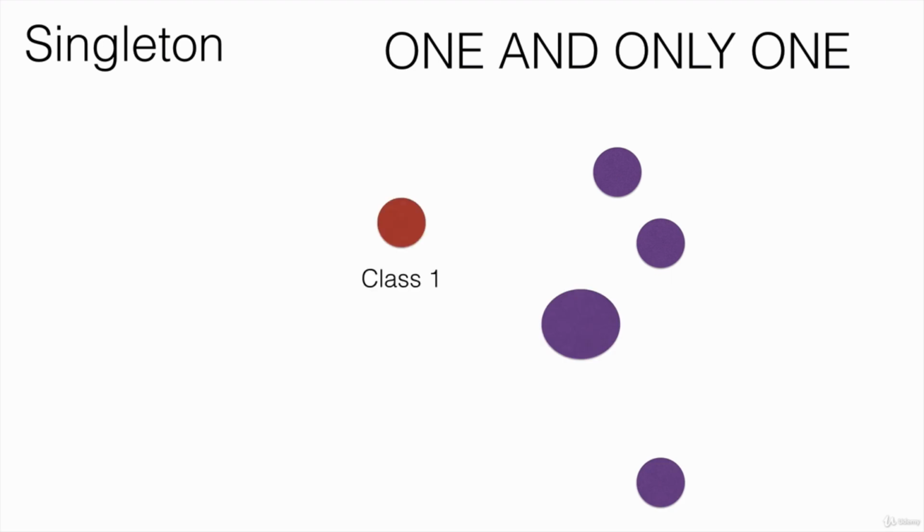In this lecture, you will learn what a singleton pattern is and why we need it. A singleton pattern is an object creational pattern that allows our application to create one and only one instance of a particular class, no matter how many times that class is used in our application.